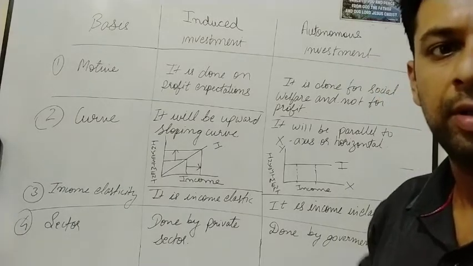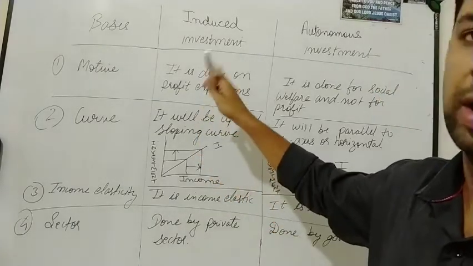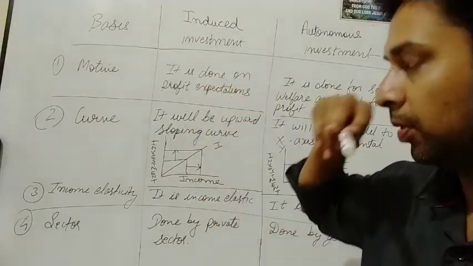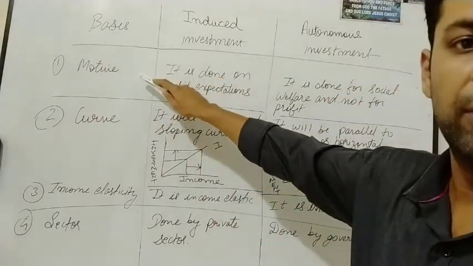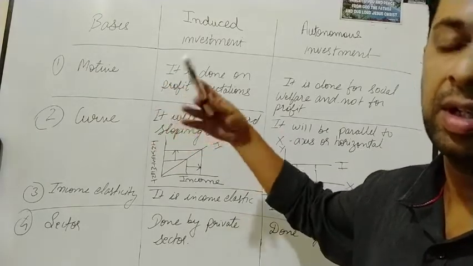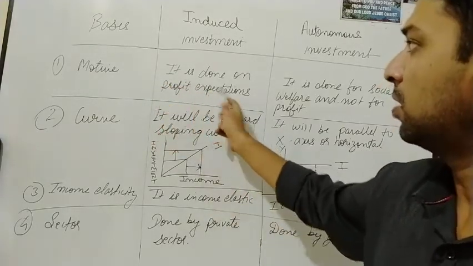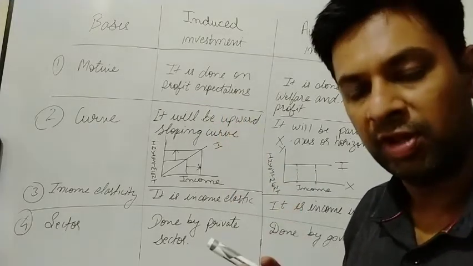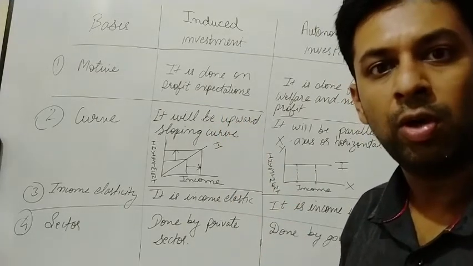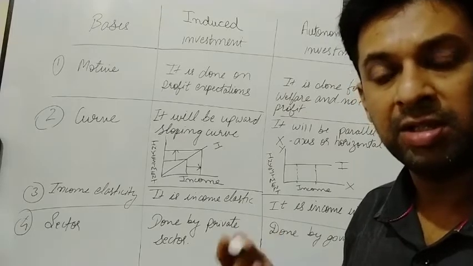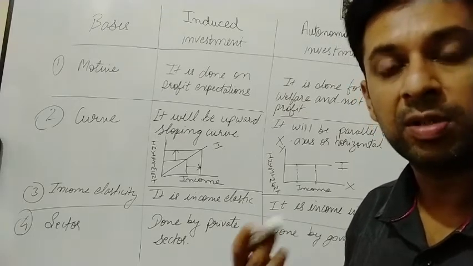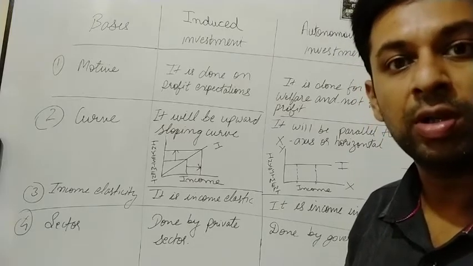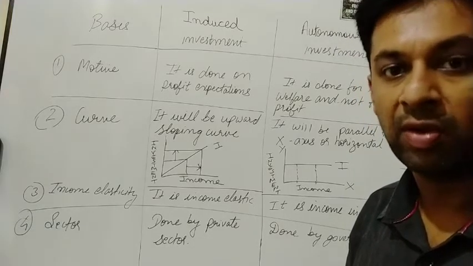Hello students, now our new topic will be the difference between the induced investment and autonomous investment. So let us understand. First, we learn about the motive, or the purpose, for which it is done. Induced investment is done on the basis of profit expectation. Here all the private firms, the companies, in order to make profit, will purchase more machinery and do more production. So they will invest in capital assets, and inventory investments will also be there.